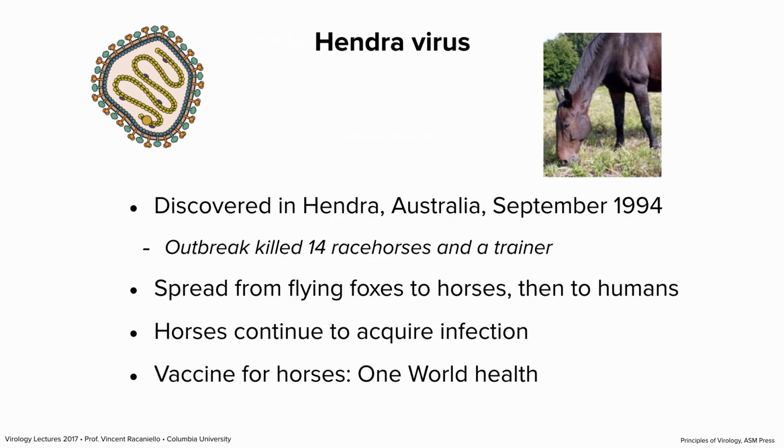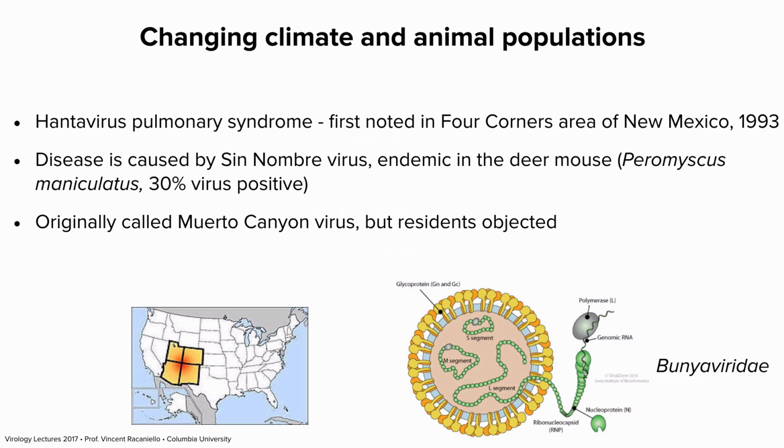That is called a one world health solution, because you have to recognize it's not just us on the planet, it's us and other animals, and viruses spread amongst us. So sometimes immunizing one will protect others as well. That was a vaccine developed in Australia. Those are two examples of building parts of our society next to habitats that harbor the bats.